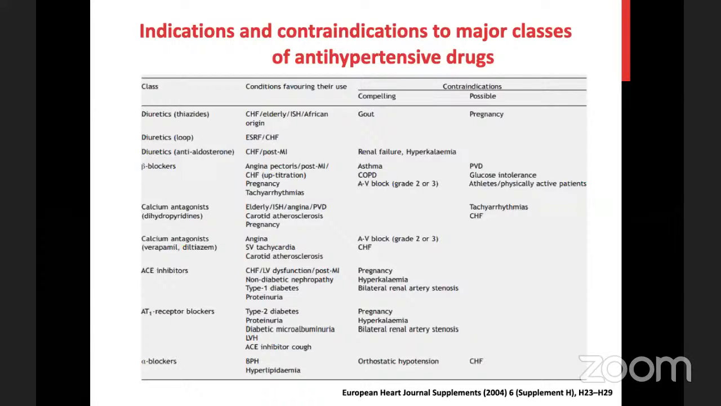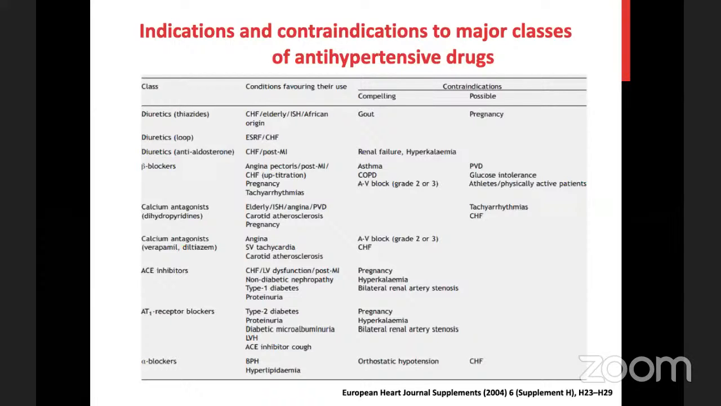Calcium antagonists, mainly dihydropyridine group. Main indications are elderly, isolated systolic hypertension, angina, peripheral vascular disease, carotid atherosclerosis, pregnancy. Possible contraindications are tachyarrhythmias and congestive cardiac failure. That is amlodipine. The other calcium antagonists are verapamil and diltiazem. They can be used in angina, supraventricular tachycardia, carotid atherosclerosis. But absolute contraindication is again congestive cardiac failure as well as high degree AV blocks.